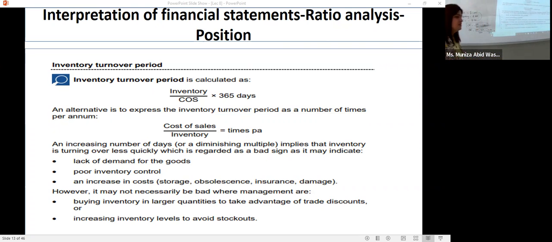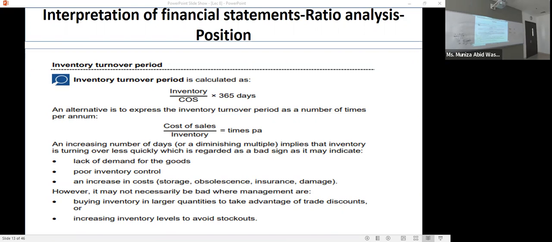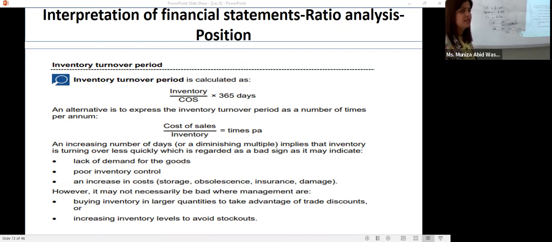So if it is increasing with the passage of time, it means that the company is becoming less efficient to sell its inventory. And with the passage of time, inventory is going to become obsolete or outdated, or if it's perishable, then obviously more headache is going to be there. So inventory turnover period is calculated as inventory divided by cost of sales into 365. So the answer to this ratio will be in the form of days, because it tells us the number of days in which the inventory is converted into the sales revenue.